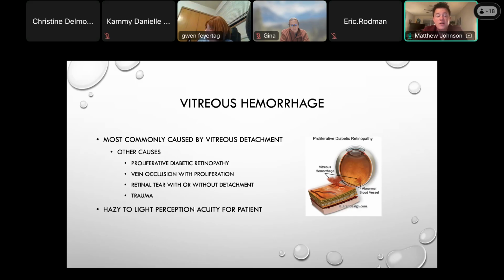So the patient gets very hazy vision, down to light perception acuity, depending on how much blood is in the vitreous. It's very similar to a hyphema in the anterior chamber, but a vitreous hemorrhage at least says where it's located. If I ask where a vitreous hemorrhage is located, it's in the vitreous. That's a question we all would want on an exam.